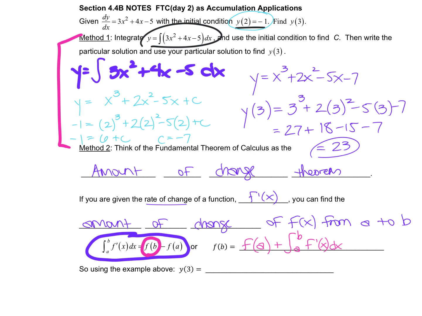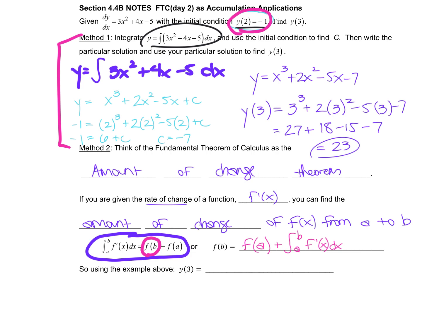So we said back up there, we did a bunch of other things to find this. We did the indefinite integral, we found our c, we then plugged in 3, and we said it'd be great if we could do this shorter. Well, if you know this, y of 2 equals negative 1, essentially what this new formula tells us is we can start at y of 2 and then just find the amount of change from 2 to 3, and it will give me y of 3, the new value.